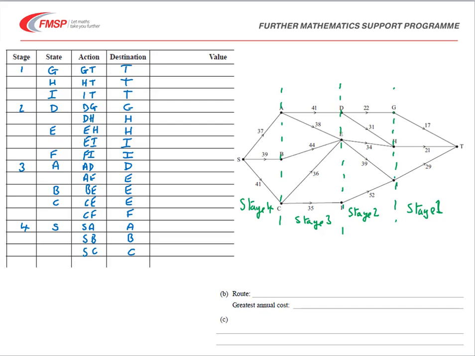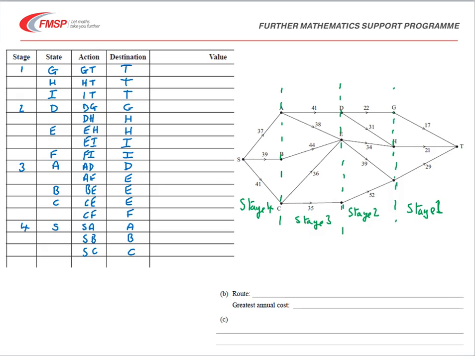Well, I've started this off by showing the different stages on the network. I've called them stage 1, 2, 3 and 4. The actual number doesn't matter. Sometimes it starts at 0 and sometimes at 1. But we are working from the destination, final destination T, back towards the starting point S.